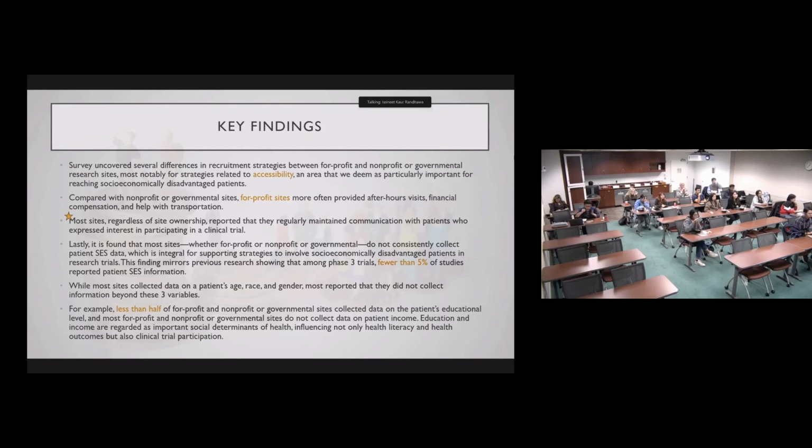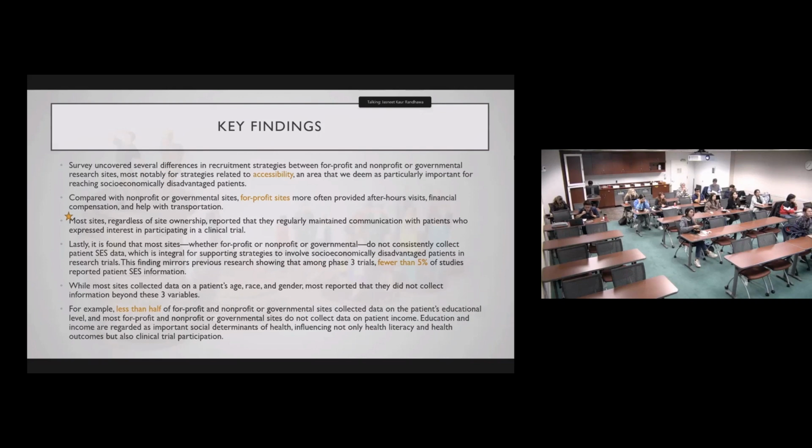Lastly, it is found that most studies, whether they are for-profit or non-profit, do not consistently collect data on patient socioeconomic status. This finding mirrors previous research showing that among phase 3 trials, fewer than 5% of studies report patient SES information.